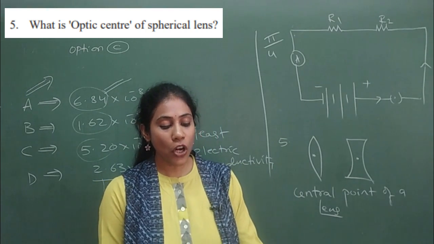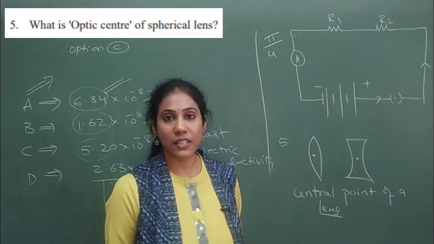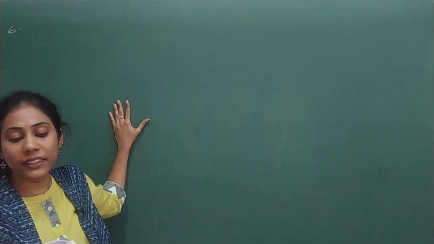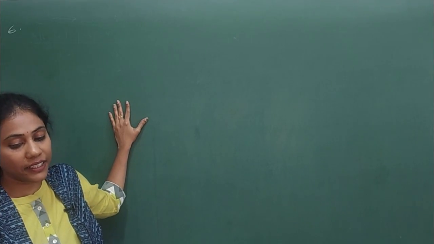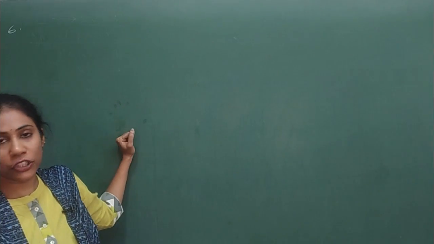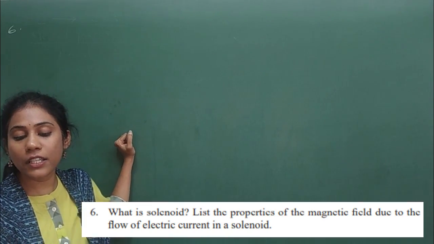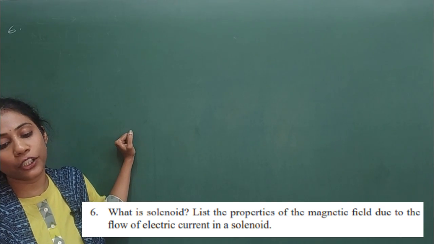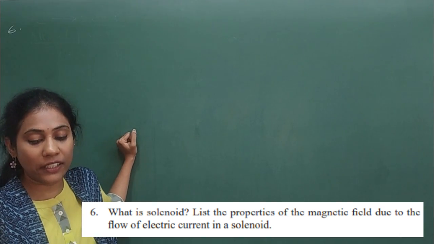Now let us go for 2 marker questions. Third main has got 3 questions, 6th, 7th, 8th. Each question carries 2 marks. And here is our 6th question. What is solenoid? List the properties of the magnetic field due to the flow of electric current in a solenoid.